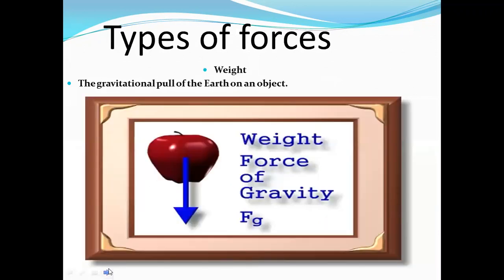Next is the weight. Another name for weight is force of gravity. It is the gravitational pull of the earth on an object. Weight is a vector quantity, so it has a direction. Direction of weight is always shown by drawing a downward arrow from the center point of the object. This downward arrow shows the weight of this apple, which is acting vertically downward.